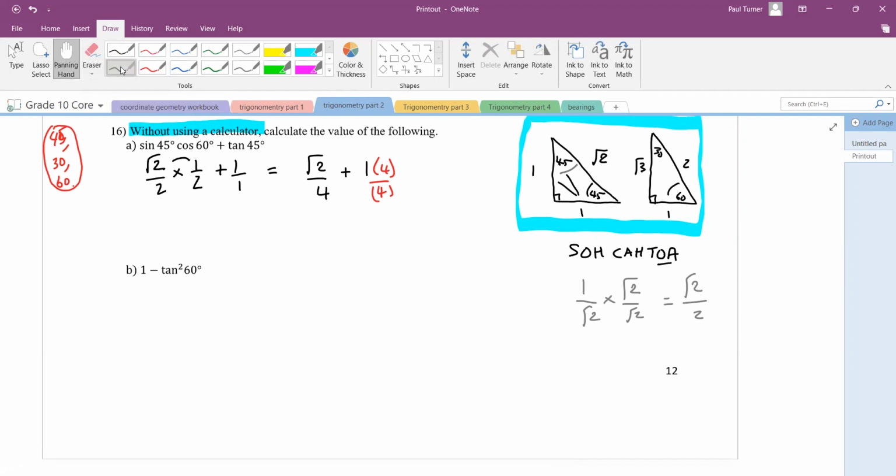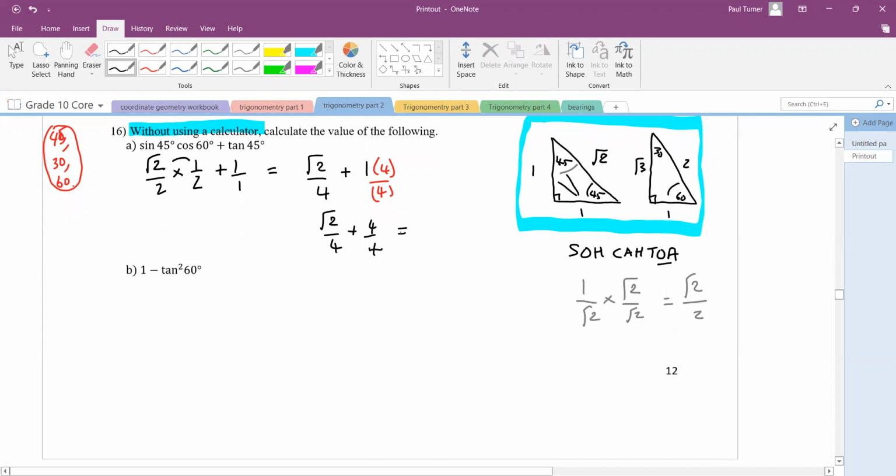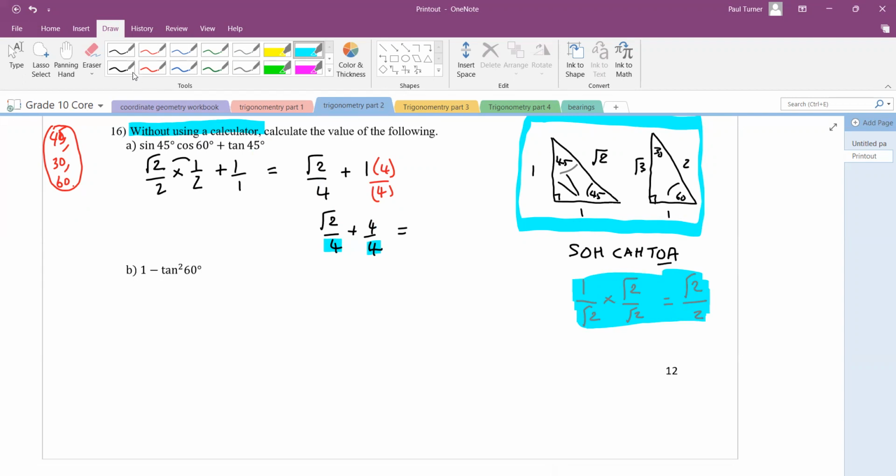So then we will add those two parts. So we'll have root 2 on 4 plus 4 on 4. And now you have a common denominator. That's the whole idea. We want to get these two numbers to be the same. And if it's a root, then we really should do this here to get rid of the root at the start, if possible. So then we're going to get root 2 plus 4 on 4. And that will be your final answer.